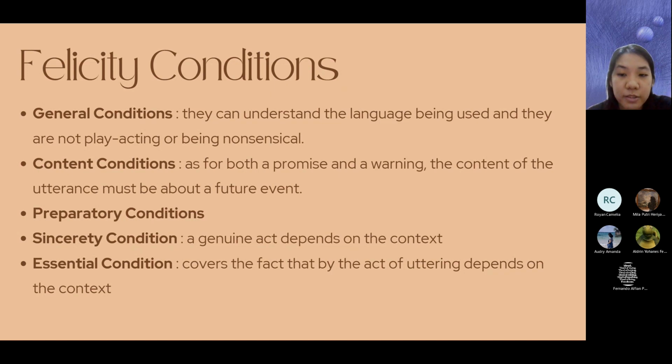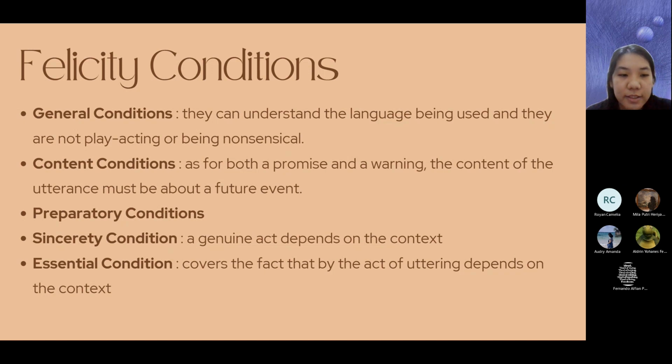And then the preparatory conditions. It's like the event first will not happen by itself, and second, the event will have a beneficial effect for a promise context. When it is a warning context, there are the following preparatory conditions. The speaker or the hearer knows the event will occur, but the speaker does think the event will occur and the event will not have a beneficial effect.